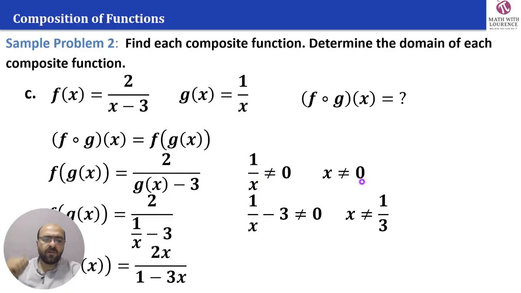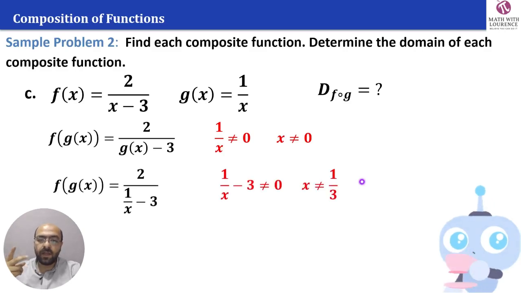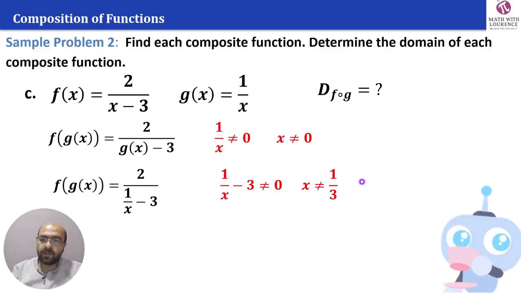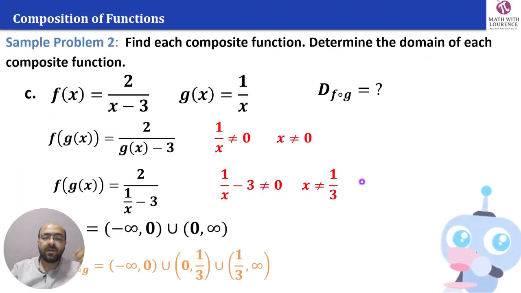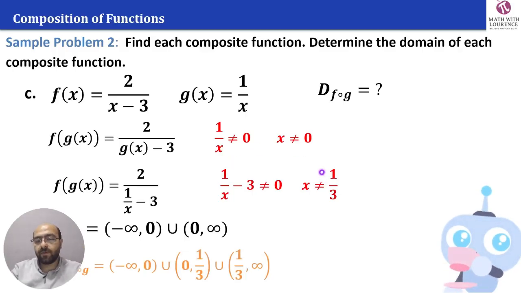That means we have two conditions: x not equal 0, and also x not equal one third. So the domain is all of R except 0 and one third. I can write it that way, or I can write it from negative infinity until 0, from 0 until one third, and from one third until positive infinity.